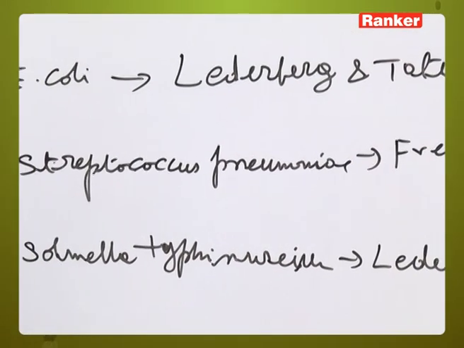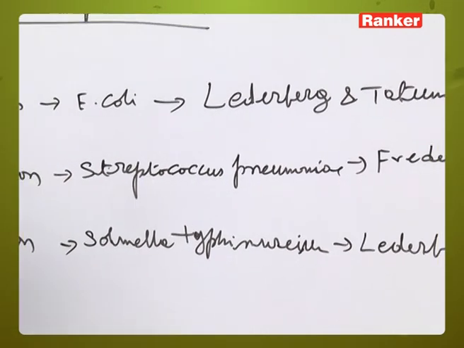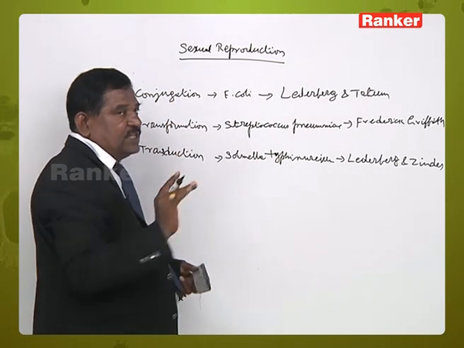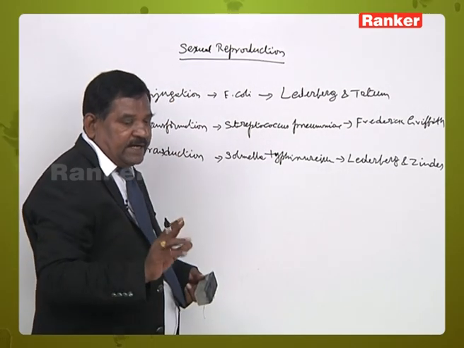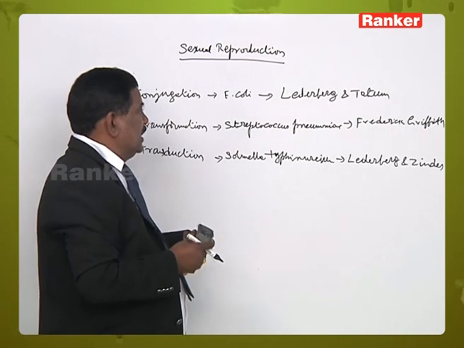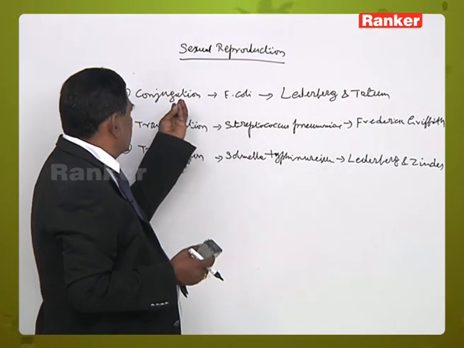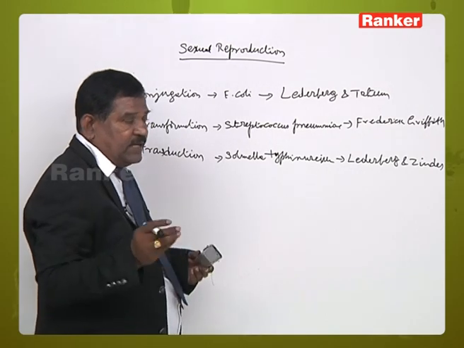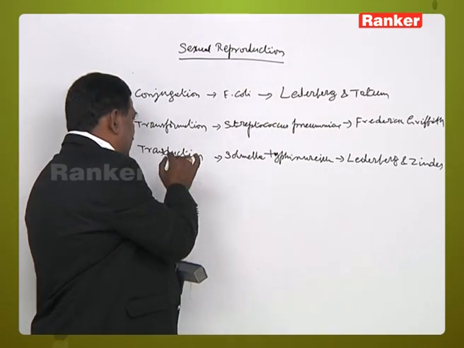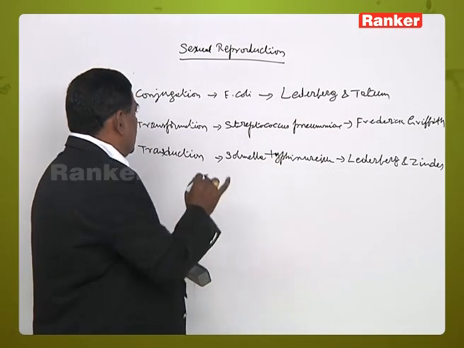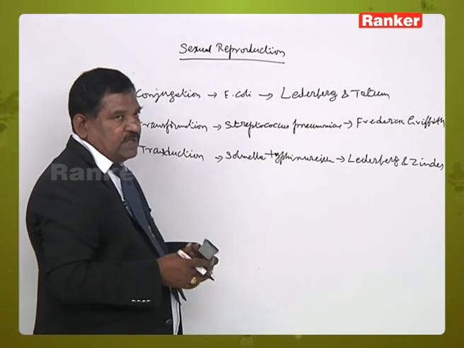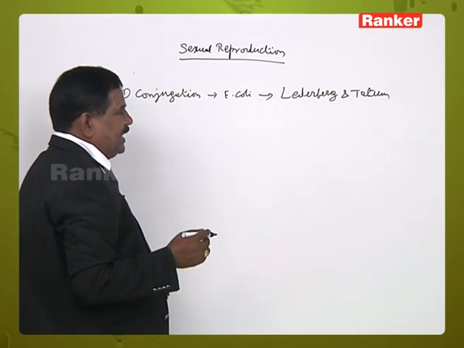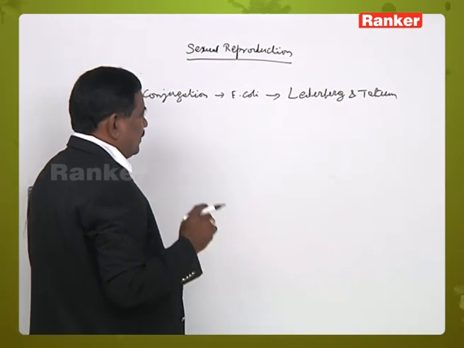Transfer of genetic material between two bacteria by direct contact is conjugation only. If the genetic material transfer occurs by direct contact between two bacteria, that is conjugation. Transfer of genetic material with the help of a virus is transduction. Through a medium is transformation; we will discuss that in detail. Conjugation was first observed by Lederberg and Tatum in Escherichia coli.